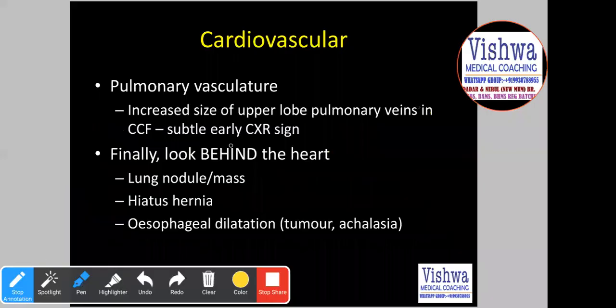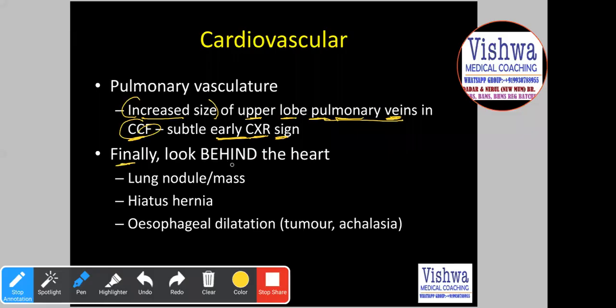We also see the increased size of upper lobe pulmonary veins. Increase in the size of upper lobe pulmonary veins because of congestive heart failure is an early X-ray sign in case of congestive heart failure. And let me show it to the X-ray so that we can understand it properly.